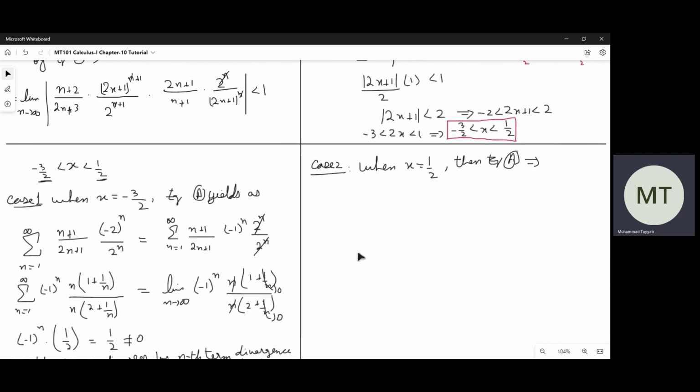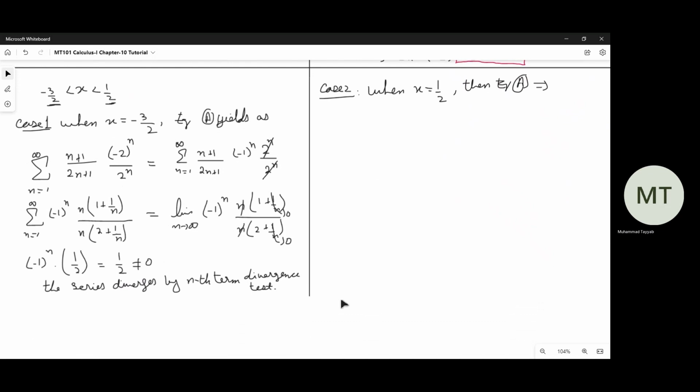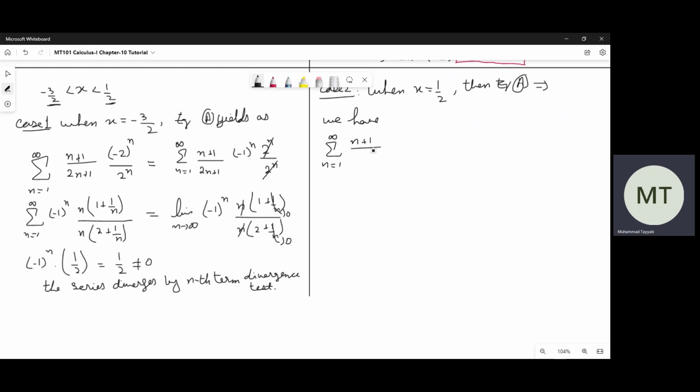So we have the sum, n starting from 1 to infinity, of n plus 1 divided by 2n plus 1 times 2x plus 1 to the power n, because that was the term, and x is 1 upon 2. So 2 and 2 cancel out, and 1 plus 1 is 2 raised to power n, so the whole thing cancels out. The remaining term is the sum n from 1 to infinity of n plus 1 over 2n plus 1. Here we apply the same test as in case 1, the nth term divergence test.